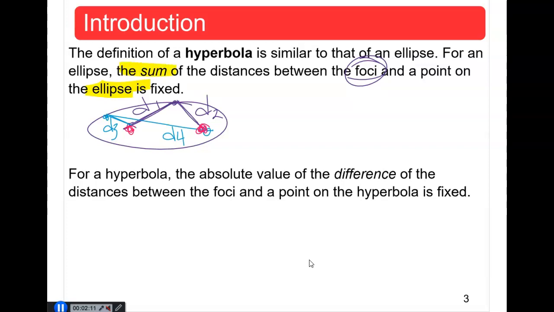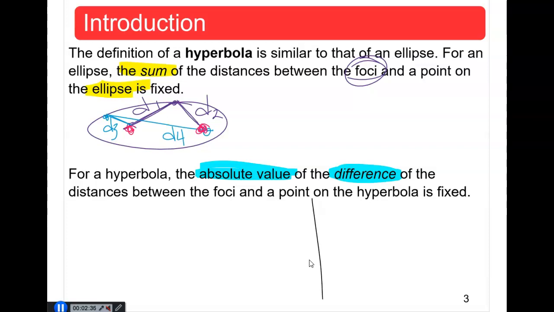So it means that we will be subtracting, and we're going to use the absolute value just to make sure, because it's distance, so all distances are positive. So when we subtract those distances, the difference between the foci and a point on the hyperbola will always be fixed. So I'm going to try to represent that.